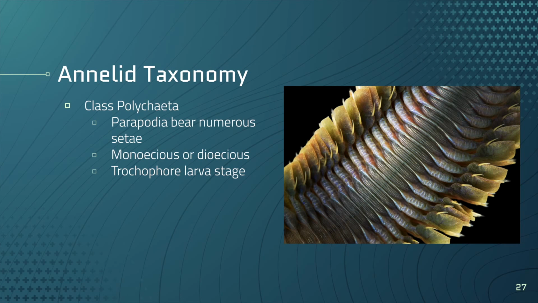Polychaete worms also bear fleshy projections called parapodia, which bear numerous setae. The parapodia have a wide variety of functions and can help facilitate gas exchange, anchoring down the worm, or even locomotion. Polychaete worms can be monoecious or dioecious, and may have a trochophore larva stage.